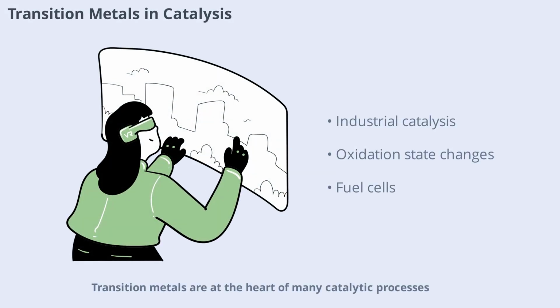Transition metals are at the heart of many catalytic processes, both in industry and nature. Their ability to change oxidation states and form complexes allows them to facilitate reactions that would otherwise be slow or impossible. Examples include the use of platinum in fuel cells and vanadium in the production of sulfuric acid.